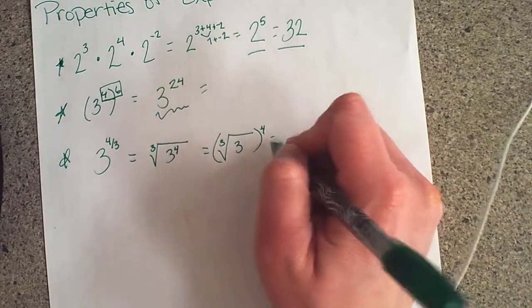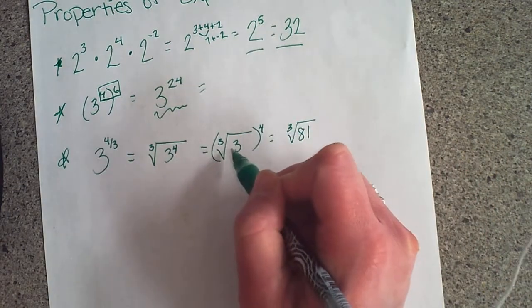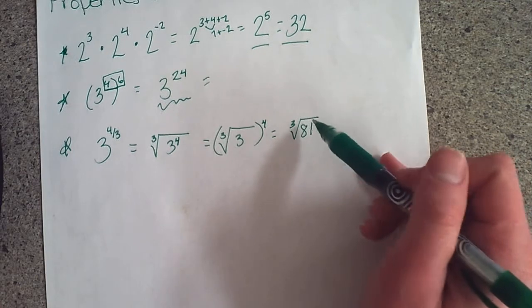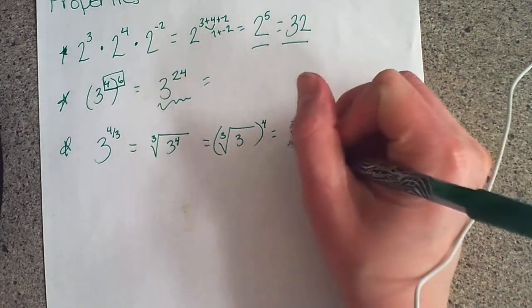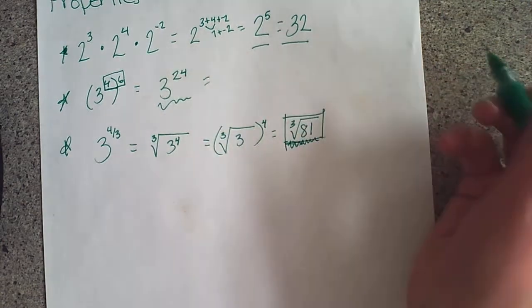We could also write it as the cube root of 81 because 3 to the 4th power is 81. If we try to find the cube root of 81, we actually get an irrational number. We get a decimal, so we're going to leave it like this. This is going to be our final answer here.